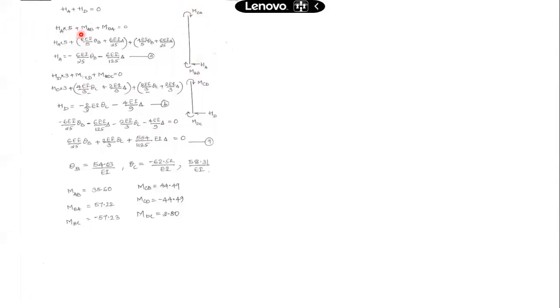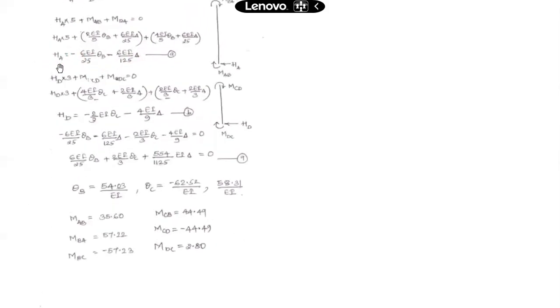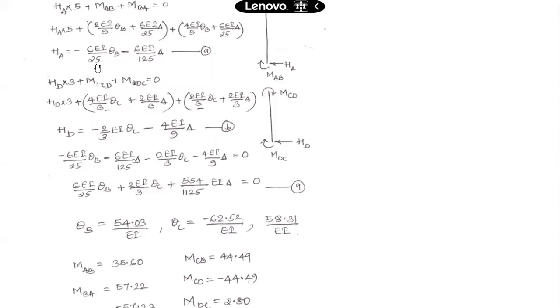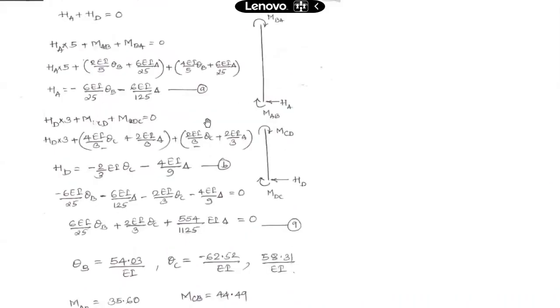Okay, plus HA into 5 plus MAB, which is clockwise, plus MBA, which is also clockwise, should come out to 0. Or I can obtain what is HA here, like this. So HA will be equal to minus 6 EI by 25 into theta B, minus 6 EI by 125 into delta. Okay, so that is one equation, what I have here. I call it as A.